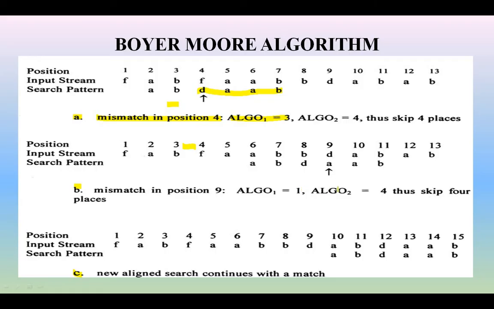Algo 2 is again 4 when the mismatch occurs. That means you have to start at the sixth position. Again you have to start from the 10th position, leaving the 4 characters from the starting. So algo 1 is what? At 9 is the mismatch, and just next is the 10th, just 1. So algo 1 is saying it is only 1. So you started at the 10th position from the mismatch, and a complete match occurs here. Whenever the complete match occurs, you stop the searching.